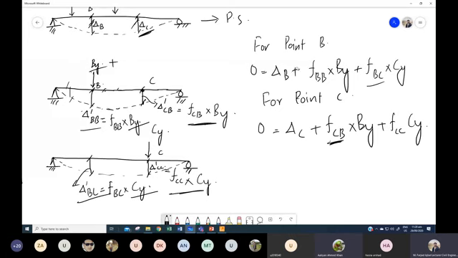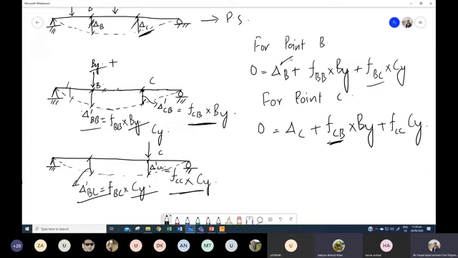Now look into these two beams. Excuse me, sir. Yes. Excuse me, sir. Yes. I wanted to ask, won't FBC and FCB be the same thing? Yes, it will be the same thing, but I will explain it later. Just ignore it for now. All right, sir. Thank you.